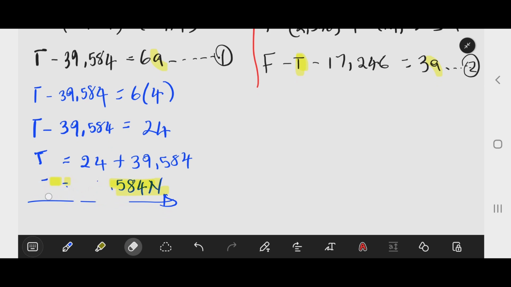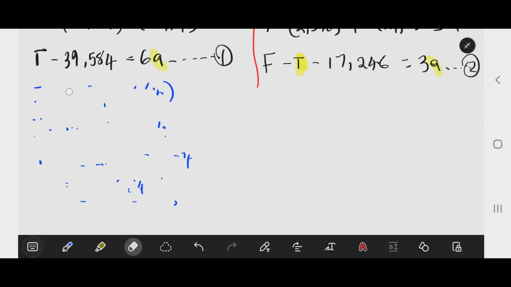Let me erase this. This was for acceleration, which was 4 meters per second squared, right? But now they are changing the acceleration. They're saying it is moving with a constant velocity, and if it is moving with a constant velocity, then it means acceleration is equal to 0. And we are required to calculate the magnitude of the applied force now, right? So that would be T.